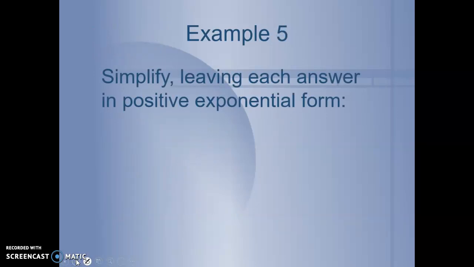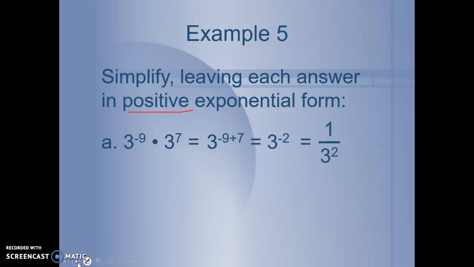Simplify, leaving each answer in positive exponential form. So we may have to use some inverted expressions here. 3 to the negative 9th times 3 to the 7th. Try that one on your own. After you've tried it, come back and check your work. That's 3 to the negative 9 plus 7, which is 3 to the negative 2. In order to get that positive, we've got to invert it, which becomes 1 over 3 squared. If we simplify that even further, it would become 1 over 9, but it did tell us to leave it in exponential form, so we're going to stop right there.